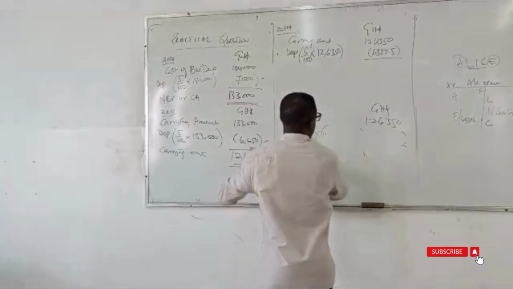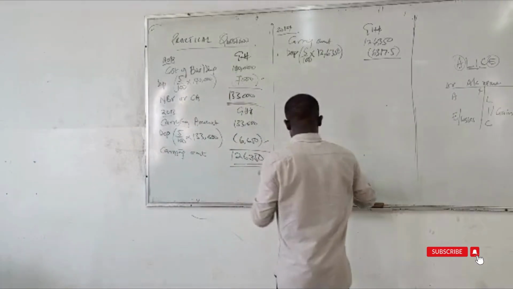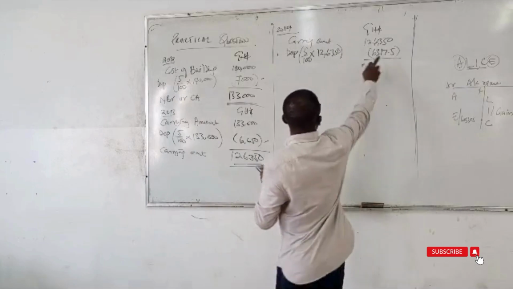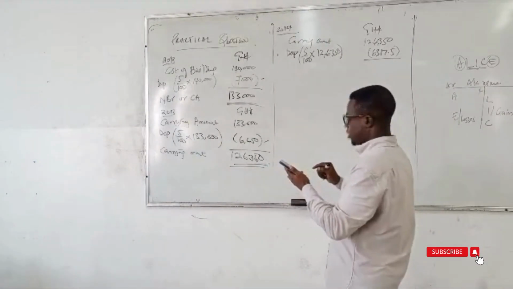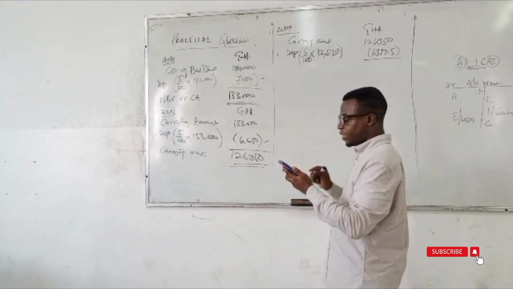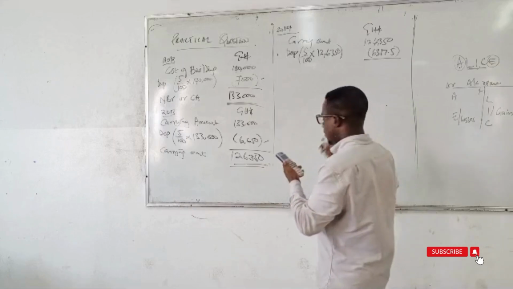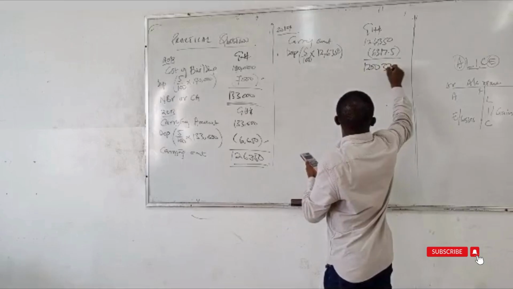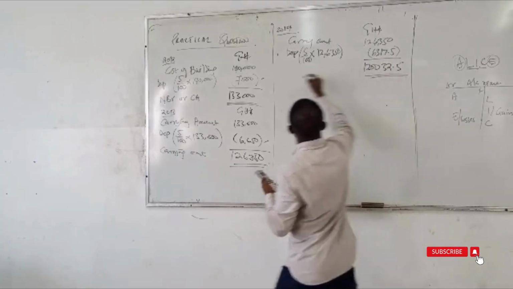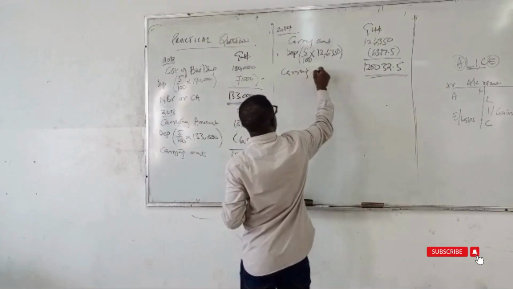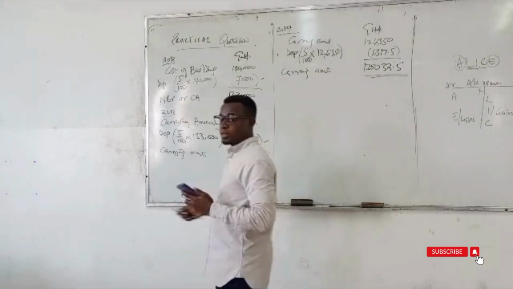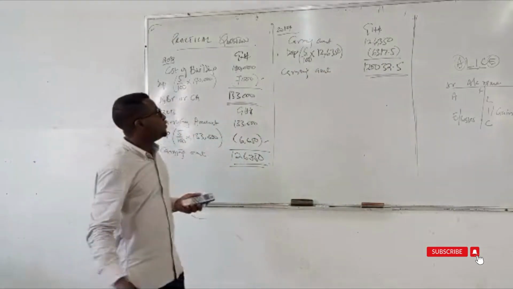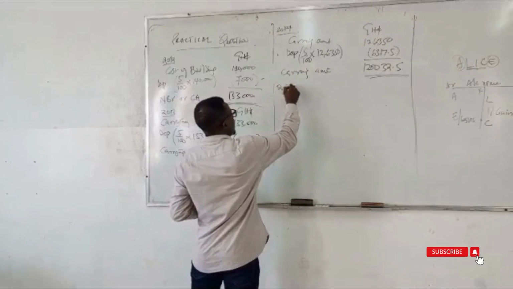So let's find our figure for this. So I will have this figure here minus 126,350. What do we have? We have 1,232.5. This becomes the carrying amount. That is 2014. Then we go to 2015.